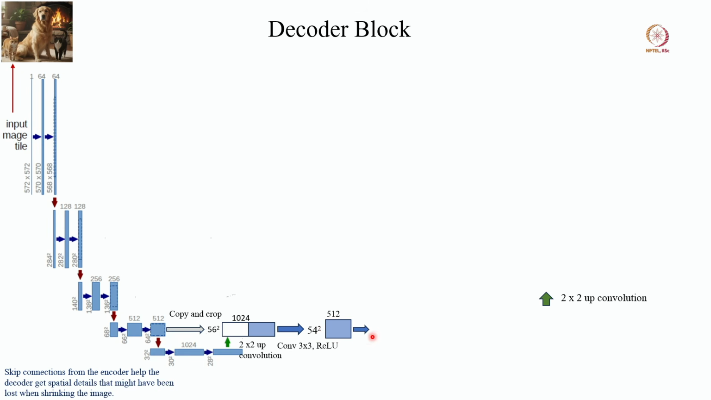Once again, it is going through a 3 cross 3 convolution, ReLU, and the number of channels there also is 512, and 52 into 52 is the output feature map size. Okay. Now, this block is whatever the feature map that is coming out of this 3 cross 3 convolution and ReLU.